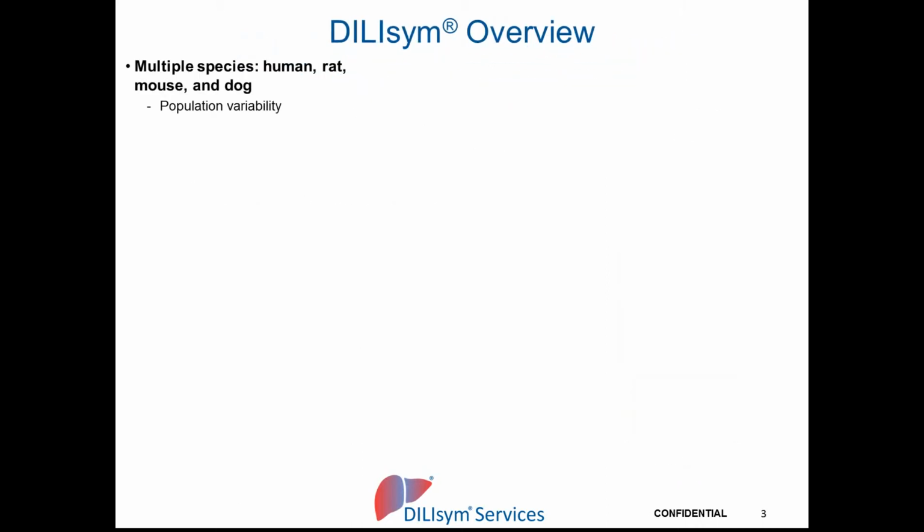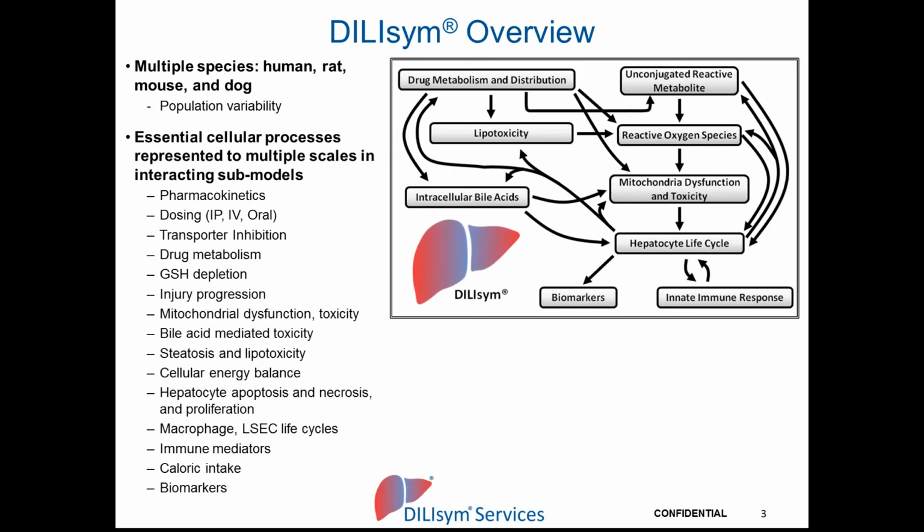Before we describe the project itself, I'd like to provide a brief overview of the DILIsym modeling software. There are 4 species included in DILIsym: human, rat, mouse, and dog. Each of these species includes inter-patient or inter-animal variability. The cellular processes that are essential to modeling mathematically drug-induced liver injury are included, and this diagram is a summary of the primary submodels within DILIsym.